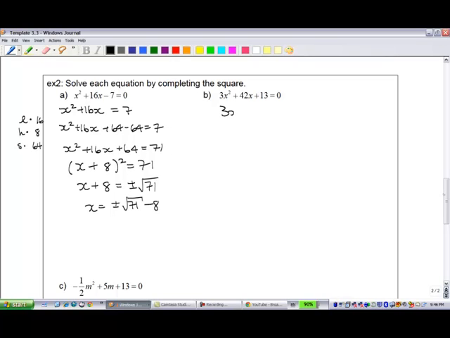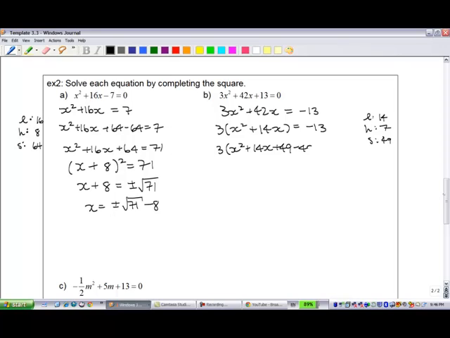So if we move over to 13, we get 3x squared plus 42x equals negative 13. I need to factor out the coefficient of 3. 42 divisible by 3 is 14. And off to the side here, let me do my linear term. Coefficient is 14. Half of that is 7, and the square of that is 49. So 49 is what we're adding in there and subtracting off. x squared plus 14x plus 49 minus 49. And it still equals negative 13.